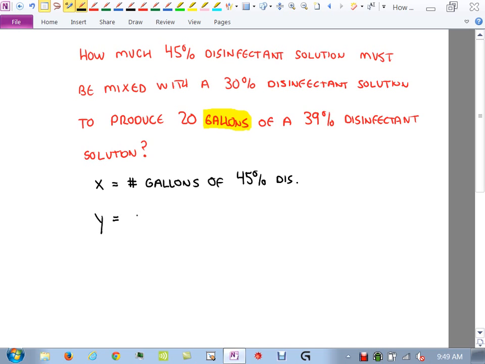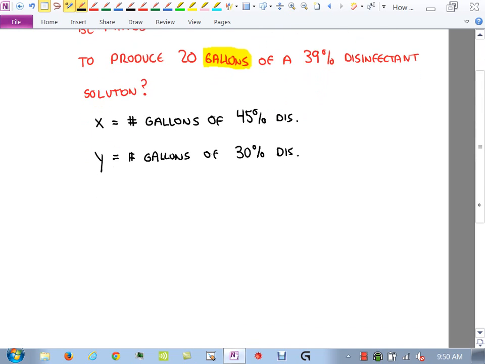What would Y be then? Okay, still the same thing, the number of gallons of the 30% disinfectant. From that right there, just those two things, we can set up our first equation. It would be what? X plus Y must be 20, right? Because you have the number of gallons of the first one, the number of gallons of the second one that you're going to pour in. There's the first equation.